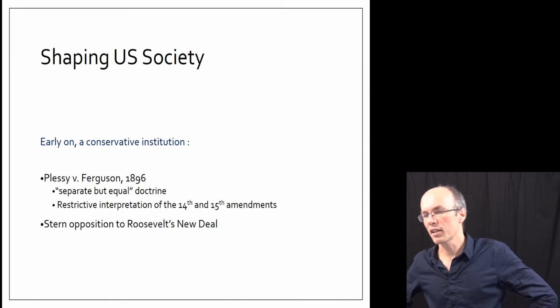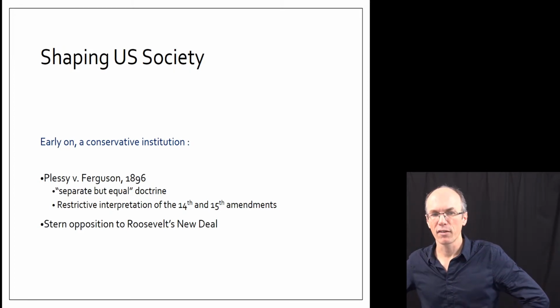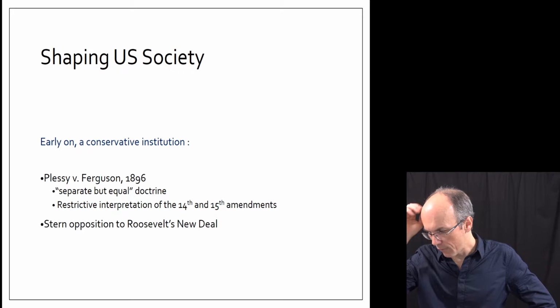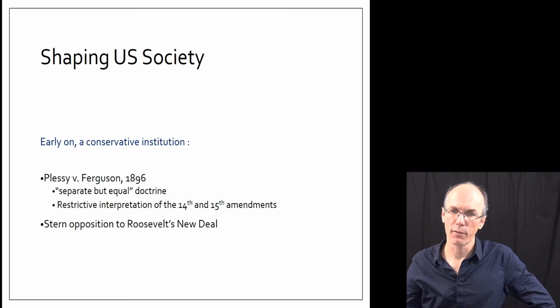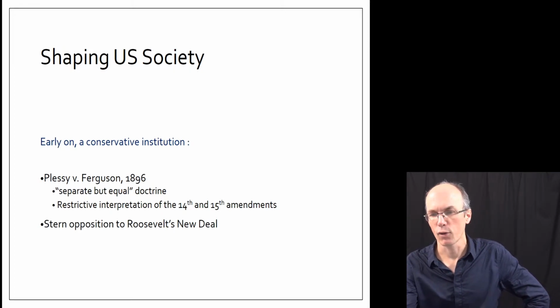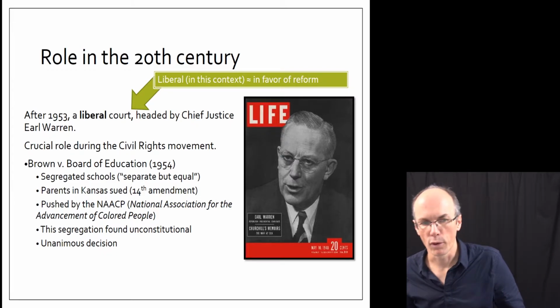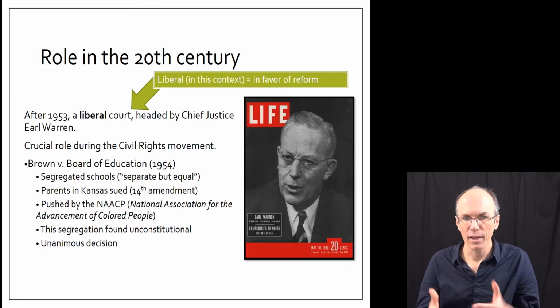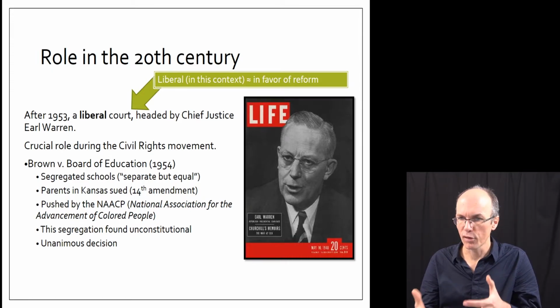It was a very restrictive interpretation of the 14th and 15th Amendment to the US Constitution, which said that, well, separate but equal was acceptable under the Constitution. Later in the 20th century, the US Supreme Court invalidated many decisions taken by Franklin Delano Roosevelt's administration during the New Deal. But then things changed after the Second World War. And after the Second World War, the US Supreme Court was widely perceived to be liberal, that is, in favor of reform, as opposed to conservative.